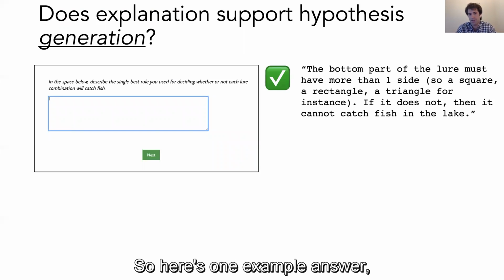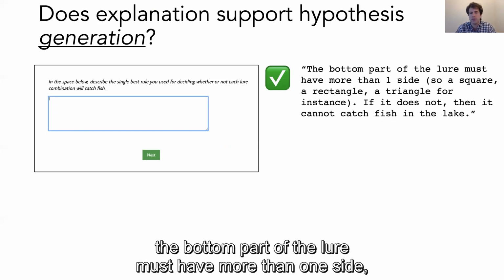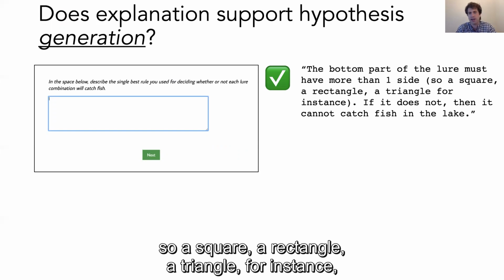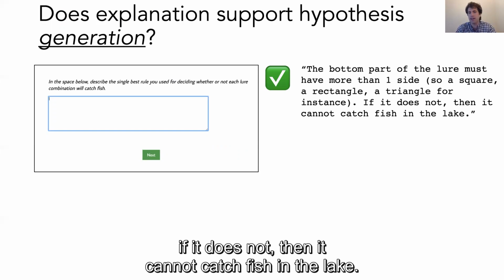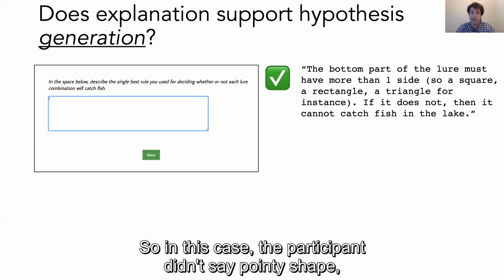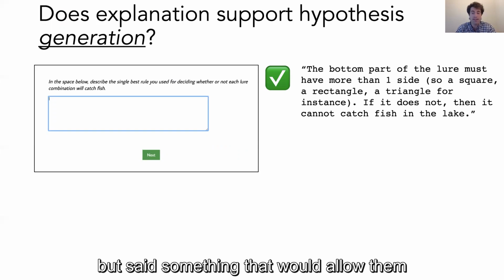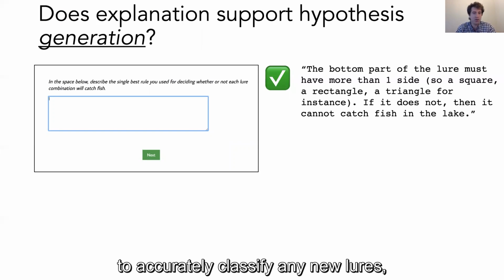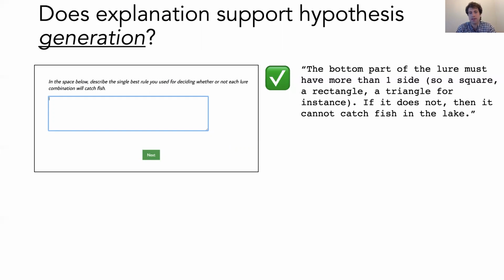So here's one example answer. "The bottom part of the lure must have more than one side, so a square, a rectangle, a triangle, for instance. If it does not, then it cannot catch fish in the lake." So in this case, the participant didn't say pointy shape, but said something that would allow them to accurately classify any new lures, so it was counted as correct.